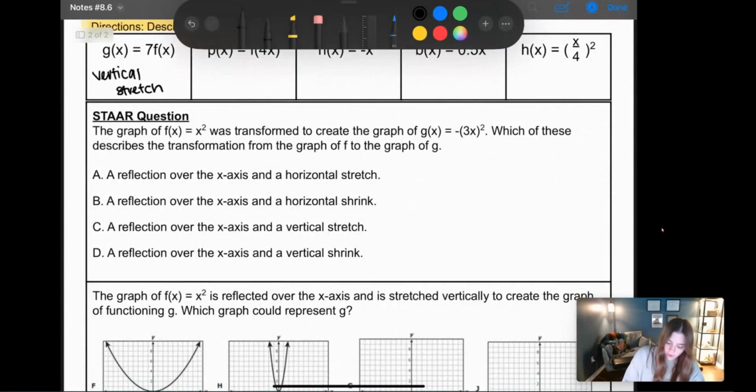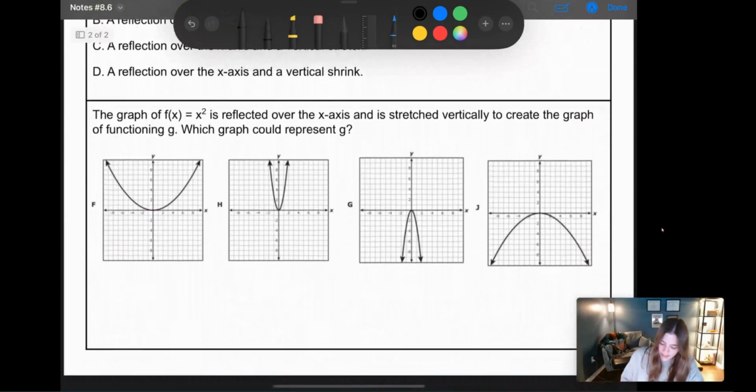Then this is a STAR practice question. Try your best on that, but it is multiple choice. And again, you have another multiple choice. And remember, who is your best friend? Desmos.